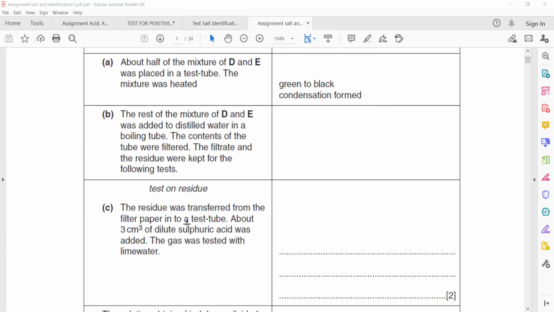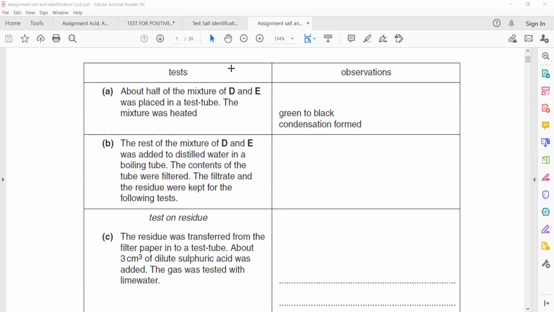And now what is the test? Test on residue. Residue was E. And what is E? They already mentioned in the question: E was metal carbonate. Metal is there and then carbonate. Which metal, we don't know. So this salt contained carbonate. Now in a test, the residue was transferred and about 3 cm cube of sulfuric acid was added.